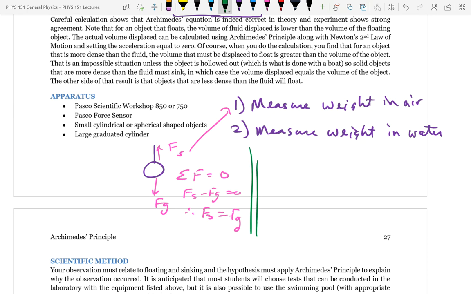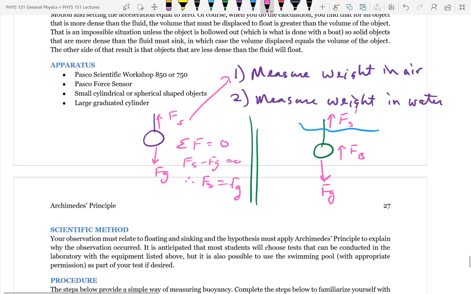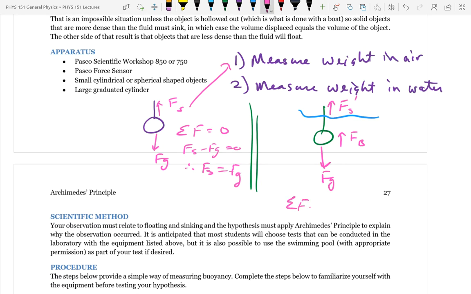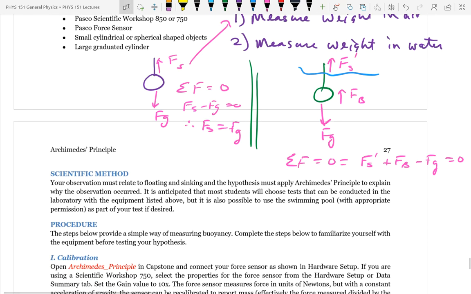Now, if you do it in water, if it's submerged under the water, then you have another force. You still have the force of gravity. You have the force of the scale prime, and you have the force buoyant. So again, applying Newton's second law, force S prime plus force buoyant minus force gravity equals 0.